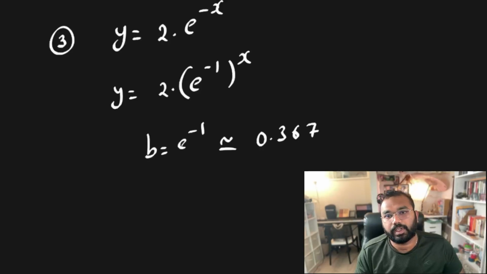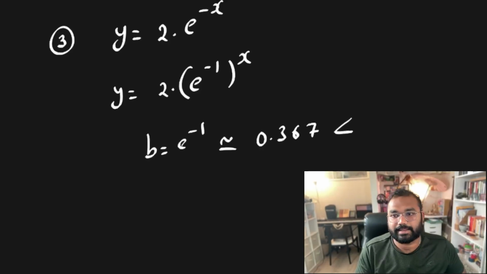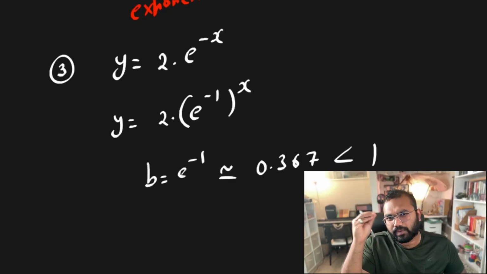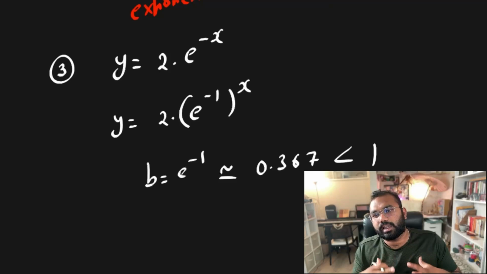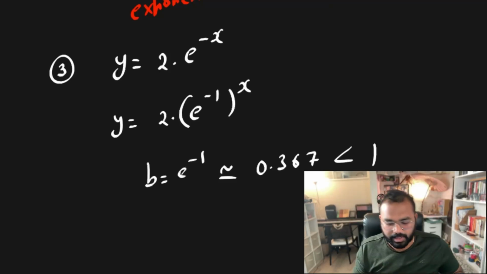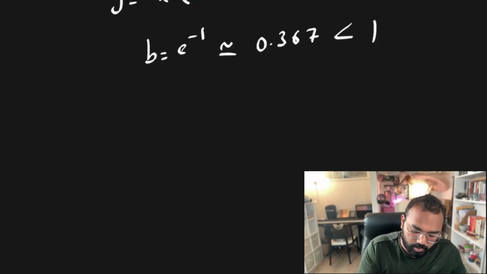It is approximately 0.367, so this is also less than 1. Whenever you have negative exponents like negative x or negative 2x, most likely it is an exponential decay problem. So therefore this is an exponential decay.